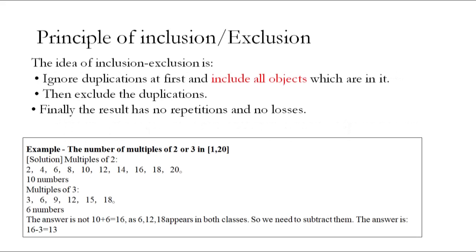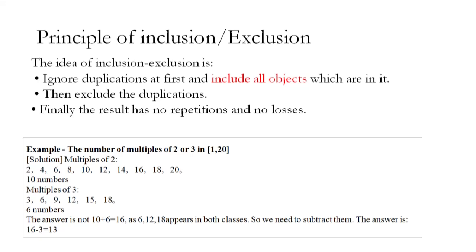So we'll see finally the principle of inclusion and exclusion. What is this principle? The idea is to ignore duplicates at first and include all objects. After including all objects, then exclude the duplicates. Irrespective of what type of elements are there, common or duplicate, you include all the elements, then look for the duplicate elements and remove them, which is called the inclusion exclusion principle.